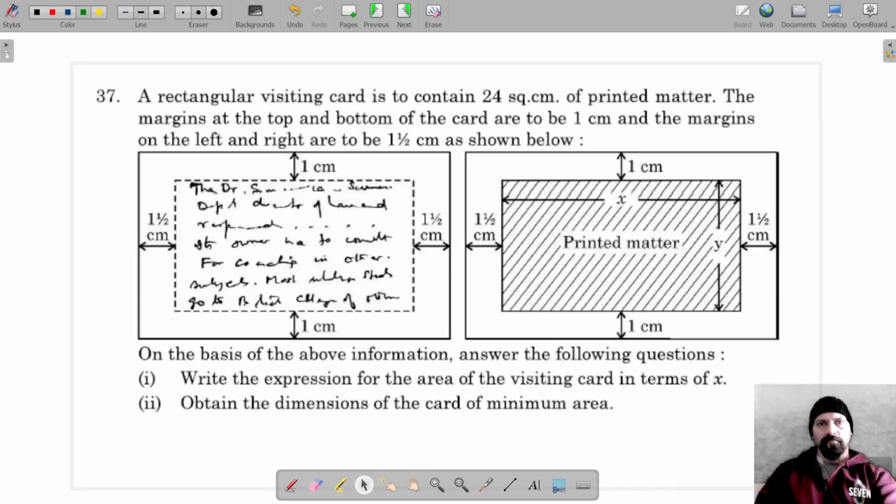Okay, for question number 37, it's given that a rectangular visiting card is to contain 24 square centimeters of printed matter, and this is the printed matter.